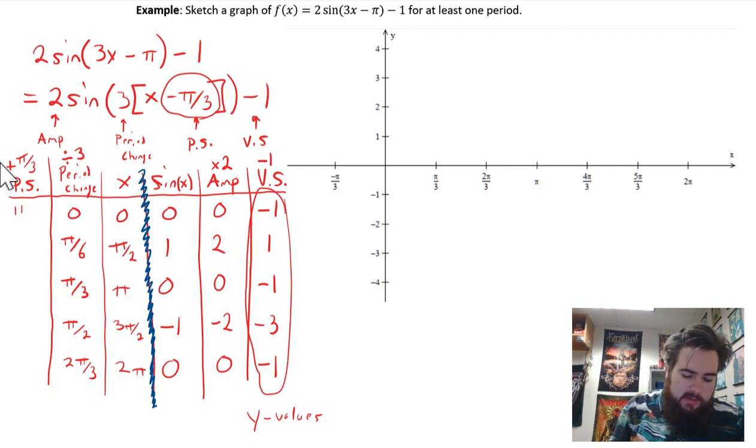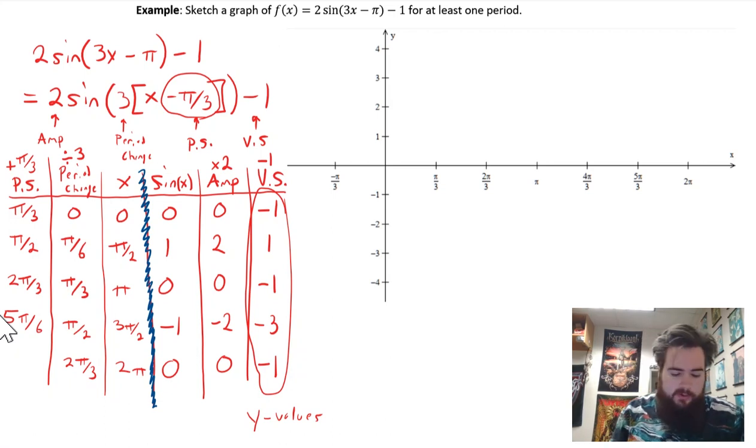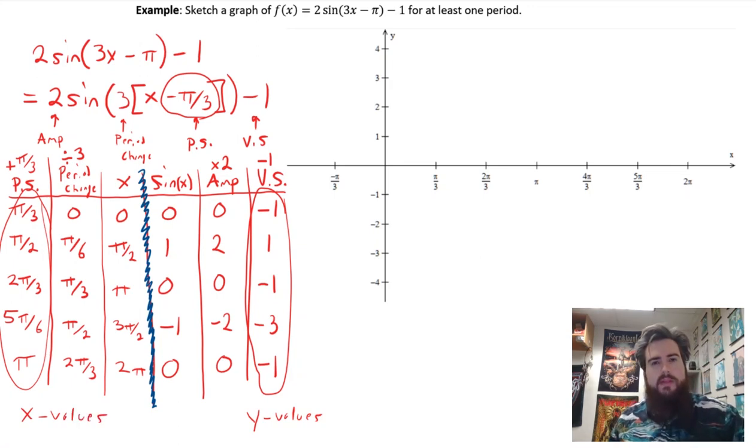This will give me pi thirds. Pi 6 plus pi thirds will give you pi halves. Pi thirds plus pi thirds will give you 2 pi thirds. Pi halves plus pi thirds will give you 5 pi 6. And 2 pi thirds plus pi thirds will simply give you pi. With this, I now have my new x values. If I pair these together, I now have x and y coordinate pairs.